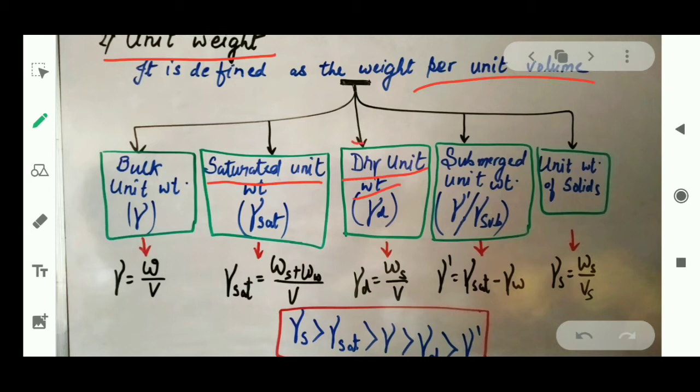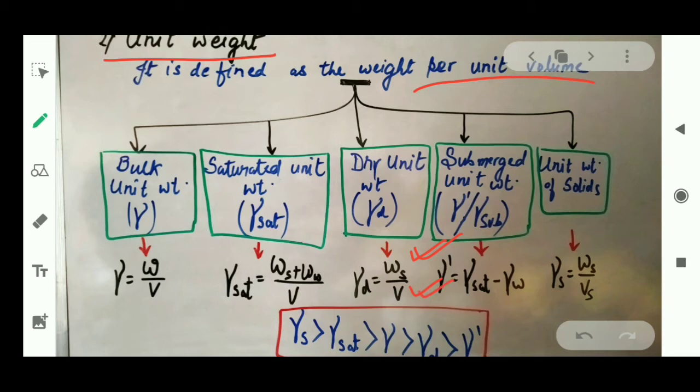Hope you will understand all these which I will teach you in this video. So here, hope you will understand the unit weight. Once you understand the unit weight, then it will be easier to understand all the five types of unit weight, right? So I'm talking about dry unit weight. Dry unit weight is the ratio of the weight of the solid to the total volume of the soil mass, right? It is the weight of the solid to the total volume of soil mass.